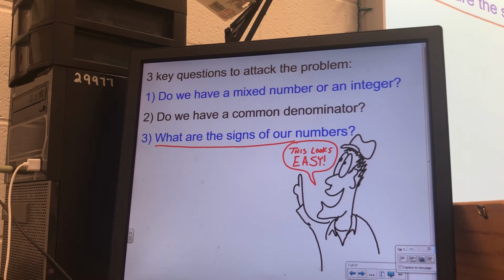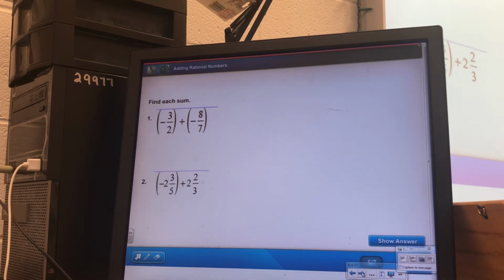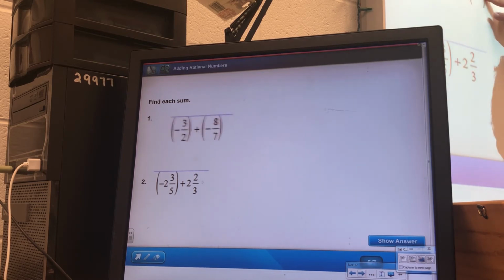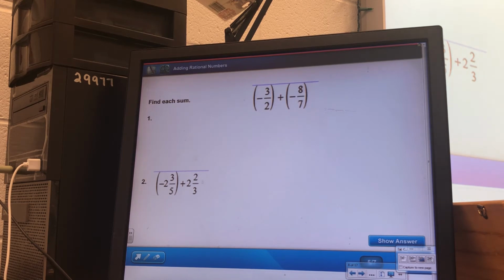So we're going to work out about 5 problems together, and then I'm going to have an assignment for you to try out with your partners. All right, number 1. The first thing we need to ask is, do we have a mixed number or an integer? And in this case, we don't. We have 2 improper fractions, okay? I'm going to slide over so we can have a little bit more room. Second question we ask ourselves, do we have a common denominator? And in this case, we do not.